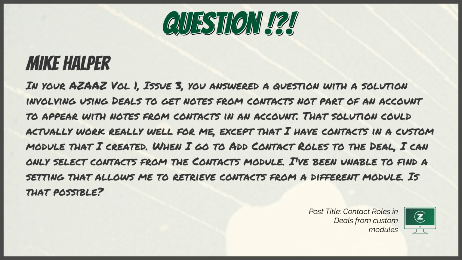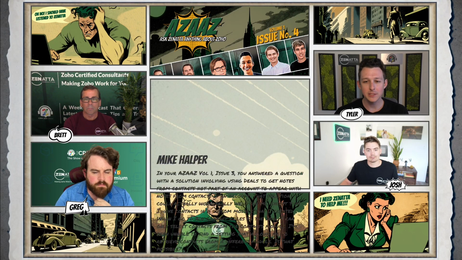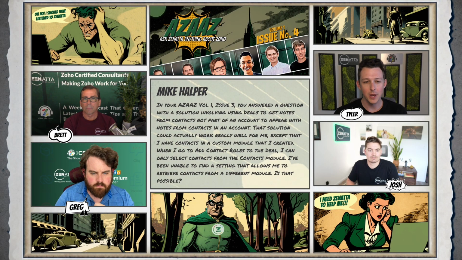Some people keep contacts clean for their prospects and customers and put a third-party contractor or something in a different module. So that's totally fine that you did that. But now when I go to add contact roles to the deal, I can only see contacts that are actually in that proper contacts module. I've been unable to find a setting that allows me to retrieve contacts from a different module. Is that possible? So no, it's not possible using the contact roles module as it stands, because it's pre-baked to look at that contacts section, right?